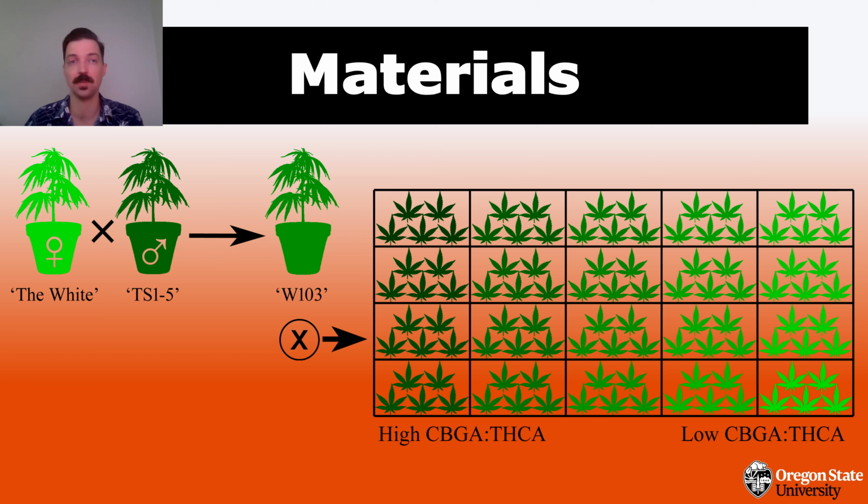For my materials, the Cannabis sativa cultivar White, right here, was crossed with TS5, right here. White is a high THCA content cultivar, and TS5 is a high CBGA content cultivar. This was done to create something called W103. W103 was selfed for my project, and it created a segregating population, everything from a relatively high CBGA to THCA ratio type of plant to a relatively low CBGA to THCA ratio type of plant, with a total of 20 plants, as you can see here, four by five.